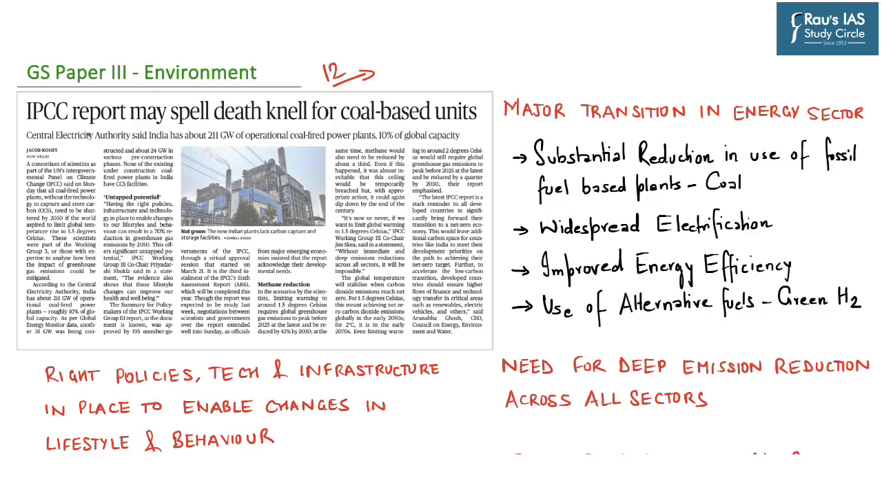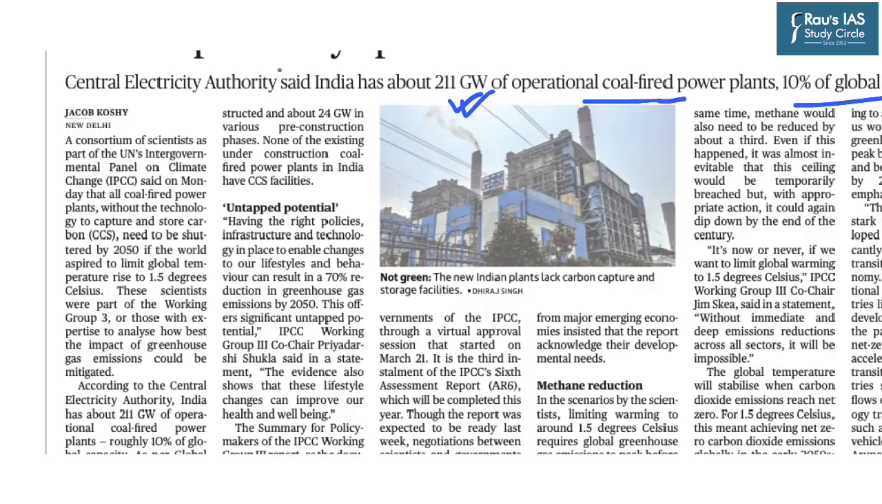Now, this news says IPCC report may spell death knell for coal-based units. It highlights that Central Electricity Authority said that India has about 211 gigawatts of operational coal-fired power plants, which is 10% of global capacity. So, if we want to limit the global greenhouse gas emission, then all such coal-fired power plants need to be shut down, which do not have the technology to capture and store carbon. So, in this regard, we need to know about this technology which captures and stores carbon.